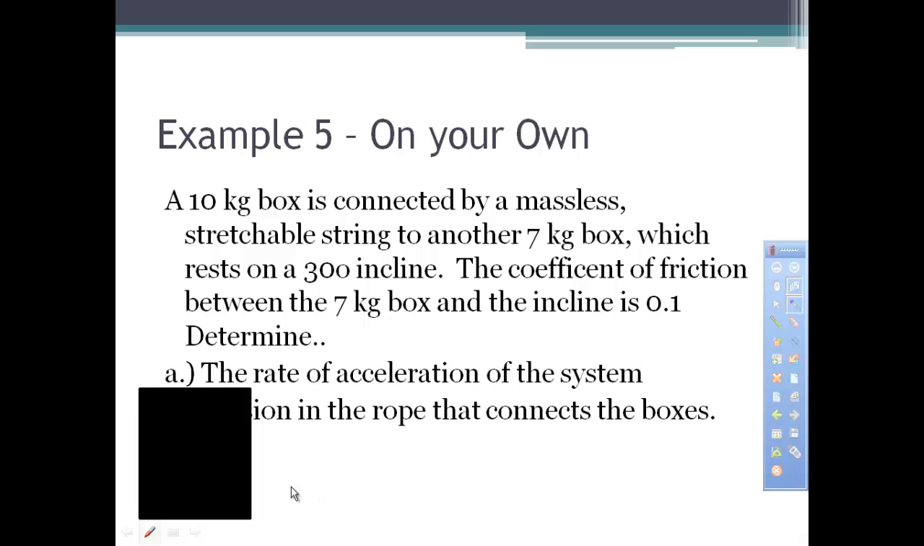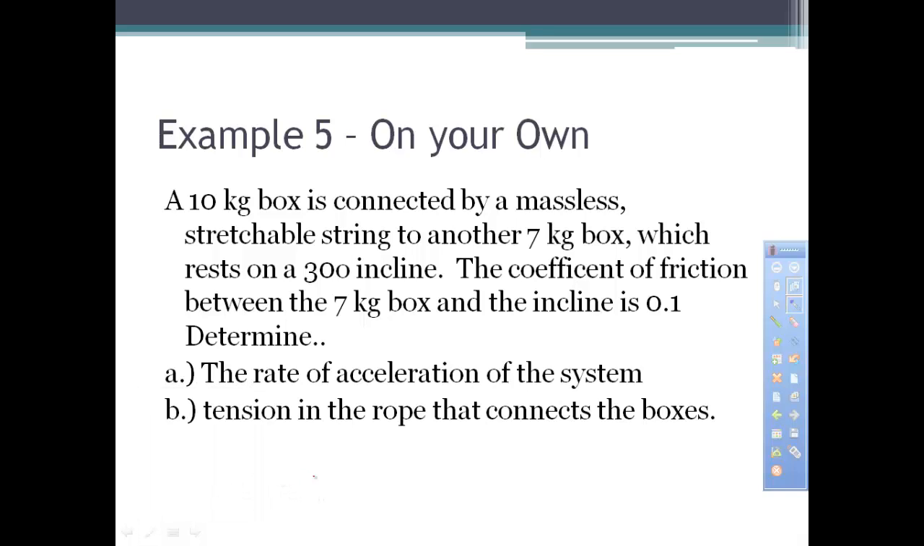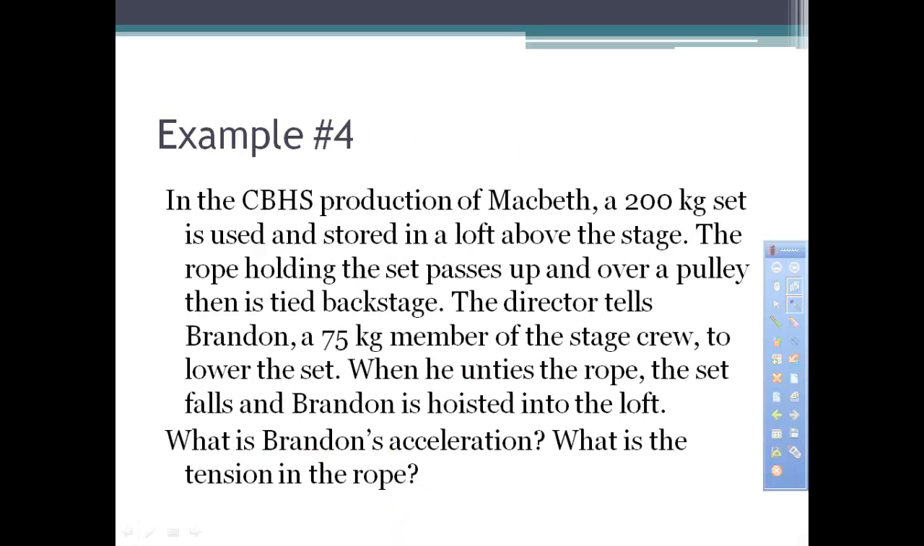In this one, I will draw it for you real fast. Here you have an incline, and you're going to have one box here, and then this is kind of like a pulley, and it's connected by a string with another box down here, farther down on the ramp. This one is 10 kilograms, and this one is 7. Alright? And then this angle here is 30.